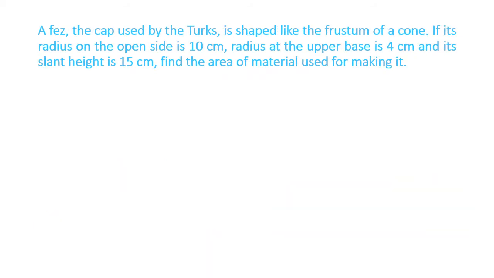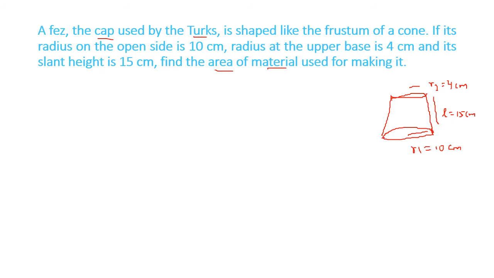Now we'll see a few sums, more sums. The fez, that is the cap used by the Turks, is shaped like the frustum of a cone. So it's a cap that the Turkish people wear. Now there is an open side. This is the open side to wear the cap. The radius R1, the bigger one, is 10 centimeter, and upper radius R2 is 4 centimeter, and the slant height L is given 15 centimeter. So all things are given to us. We have to find the material.